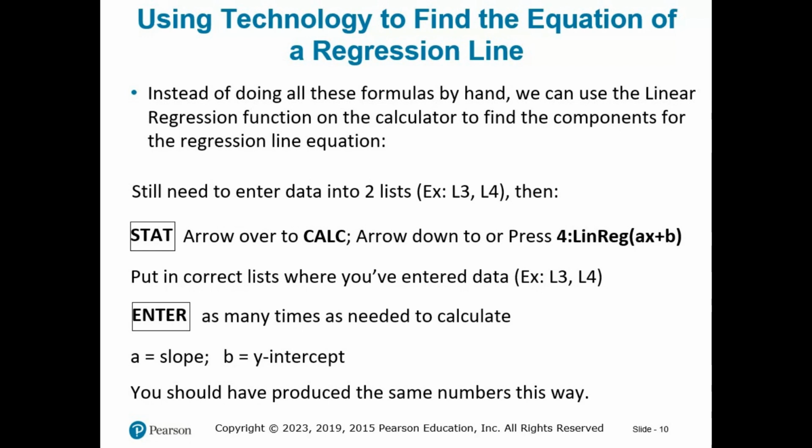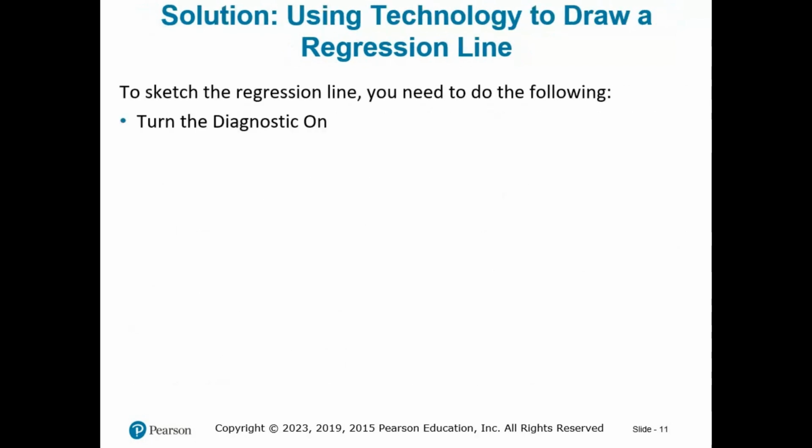If you were following along, you should have come up with the same numbers, but maybe with more decimal places. Okay, so remember how we drew a scatter plot before? It just showed us the points, but we didn't have the regression line. Well, now that we know what it is, let's place the regression line among the points. Here's how we do that. First, we turn on the diagnostics. Well, we did that before. They're already on, so we don't need to do that.